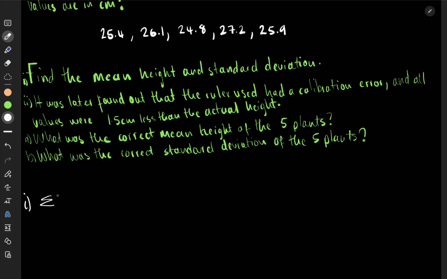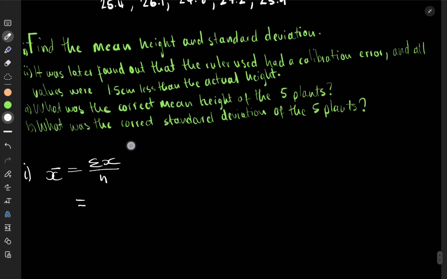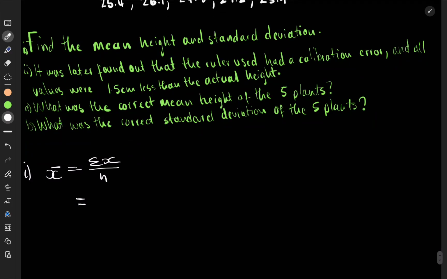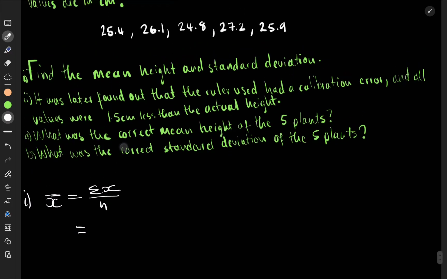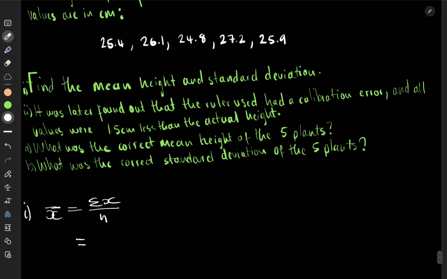I'm sure most of you understand how to do it. I'm just going to put it. X bar is equal to the summation of x over n. That's the mean we use. If you're not sure, you can go back to the previous videos. You see how you get the mean. Now, let's put the sum over the number of terms. So how many do we have?